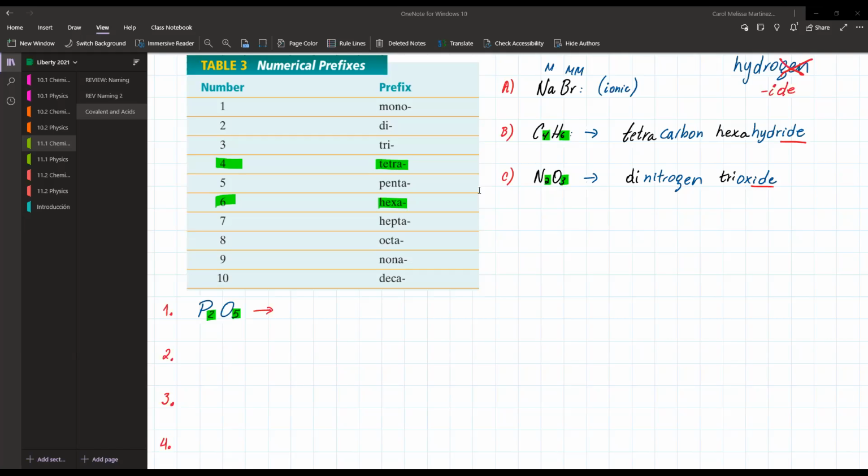Is this phosphorus, diphosphorus pentoxide? I want to say something about it. It's not pentaoxide. Pentoxide, yes.